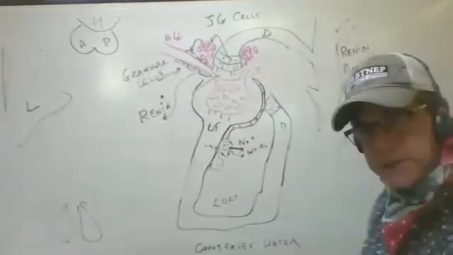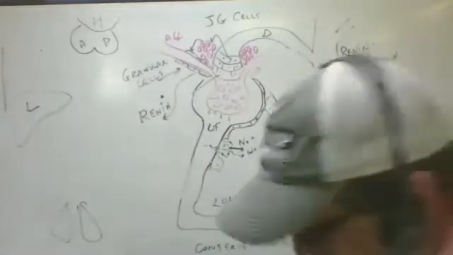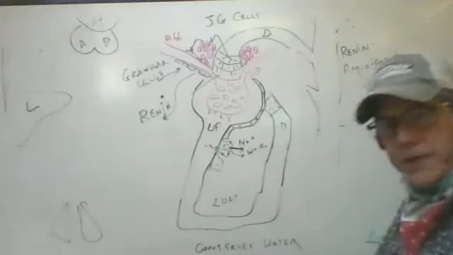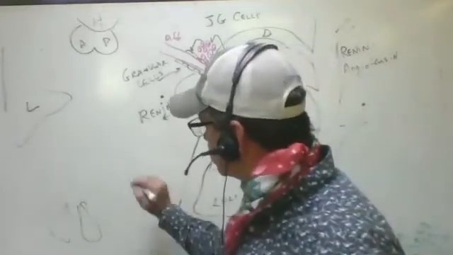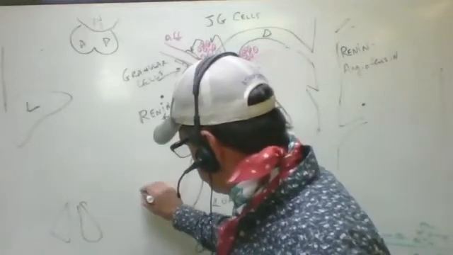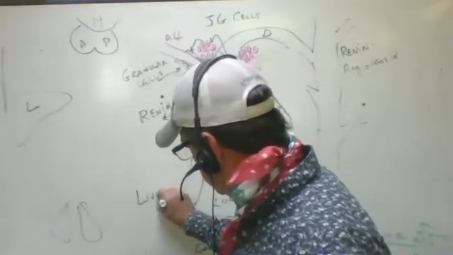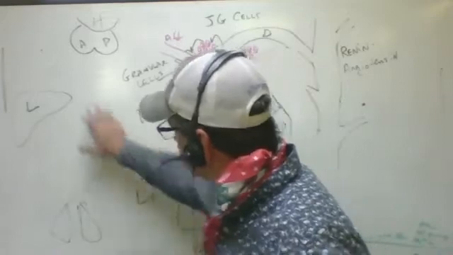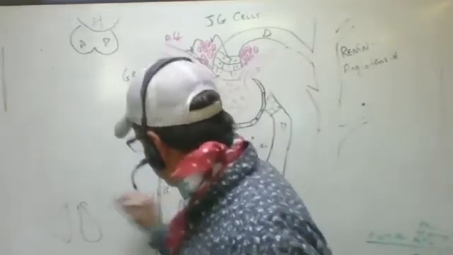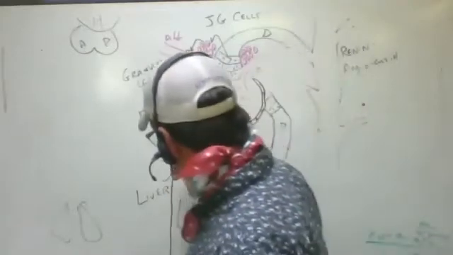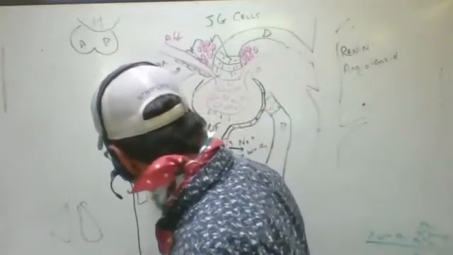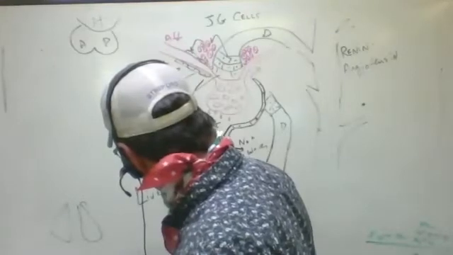Now, renin is a protease. Everybody knows what a protease does. A protease cleaves other proteins, right? There's the liver here. The liver releases a precursor molecule called angiotensinogen.